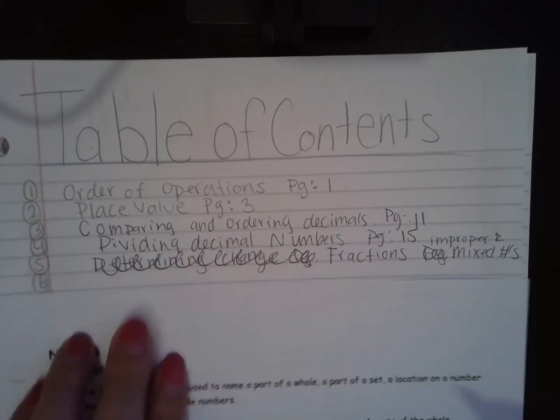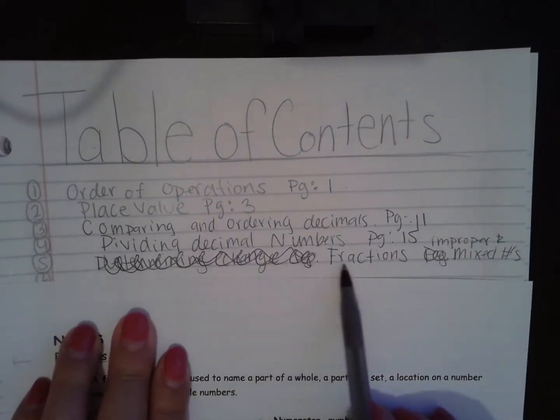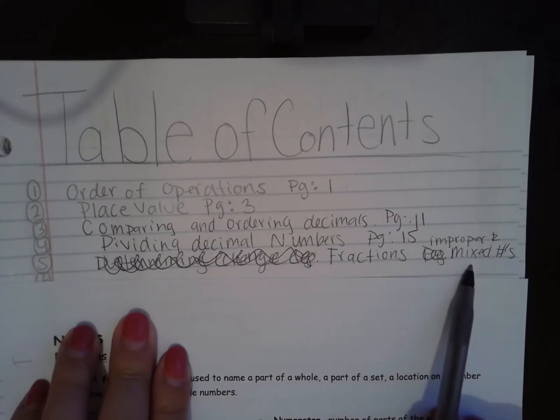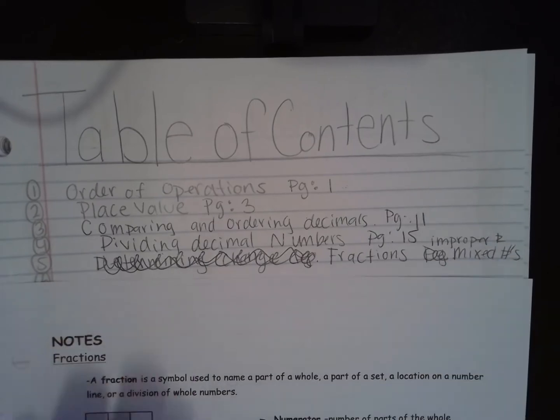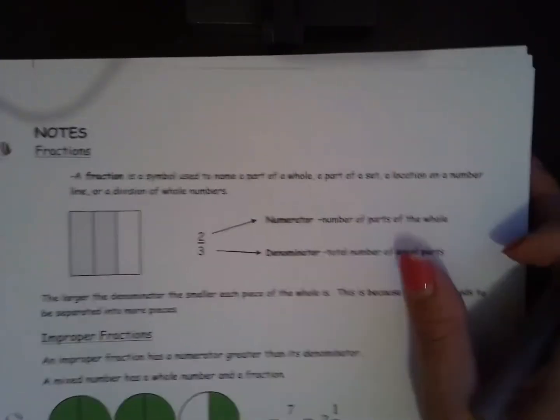I'm sorry for this scratching here, but just ignore that. And for our fifth concept, we're going to write fractions, improper, and mixed numbers, and then put your page number. Once you do that, turn to your next page. And I already wrote some of it out ahead of time, so bear with me here.